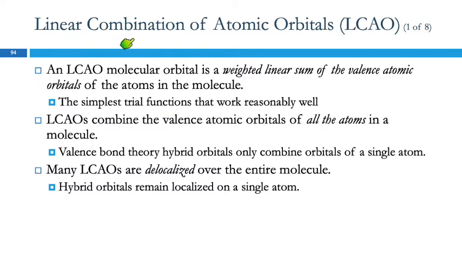They talk about a linear combination of atomic orbitals. There's a lot of acronyms here, LCAO. Basically, you're taking individual valence atomic orbitals from the atoms and you're adding them together. There's constructive addition and destructive. And you're going to combine all the atomic orbitals from all the atoms, whereas in valence bond theory, you're only looking at combining orbitals on a single atom. And many of these combinations are delocalized over the entire molecule. They're not just localized on a single atom.